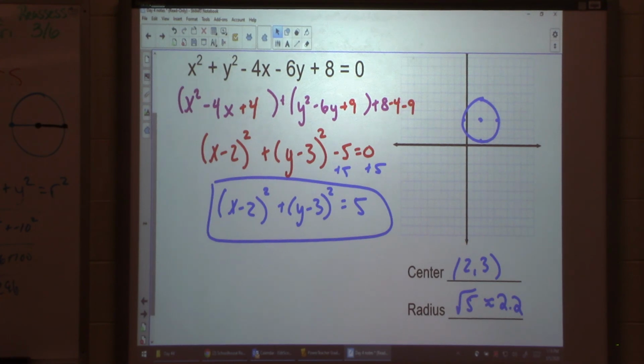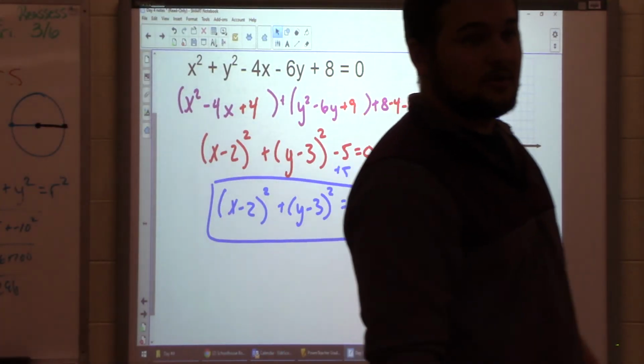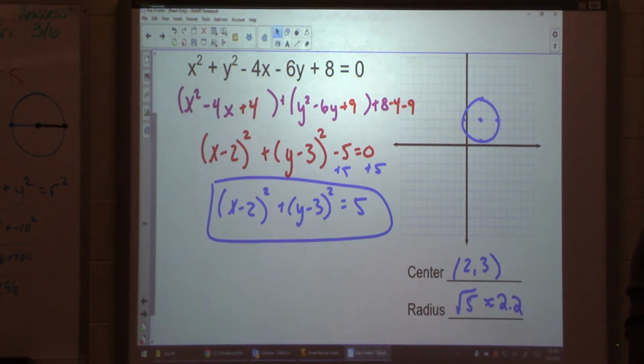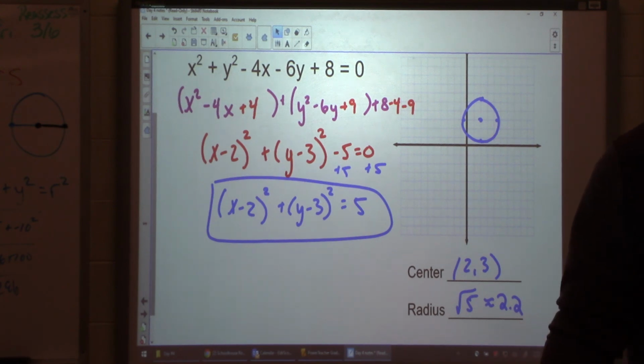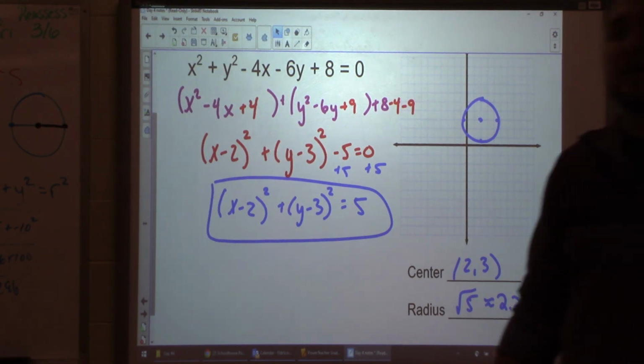Hey guys, check your equation. Did we all get x minus 2 squared plus y minus 3 squared equals 5? Did we all correctly change forms? Did we all change forms correctly? Yeah. Okay, we feel good about that? Okay, what about graphing? How do we do graphing? Good? Okay. Alright, are there any questions?